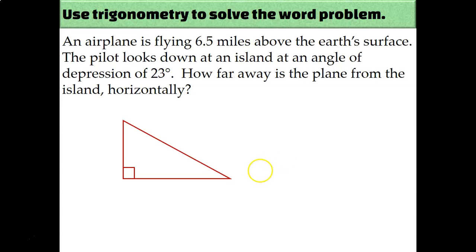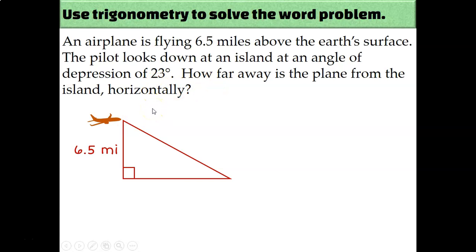So let's draw our triangle to get started, and draw our airplane. It's flying along through the sky, and it's 6.5 miles above the Earth's surface. So that's like if you were to drop a straight line down from the plane, that would be 6.5 miles. It says that the pilot looks down at an island using an angle of depression of 23 degrees.